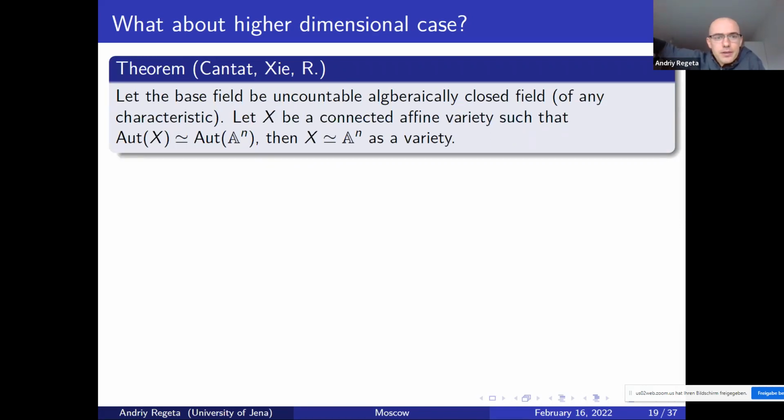Let the base field be an uncountable algebraically closed field of any characteristic, also of positive characteristic. And let X be a connected affine variety such that the automorphism group of X is isomorphic to Aut A^n as an abstract group. Then X is isomorphic to A^n as a variety. So this basically says that A^n is determined by its automorphism group, seen as an abstract group.